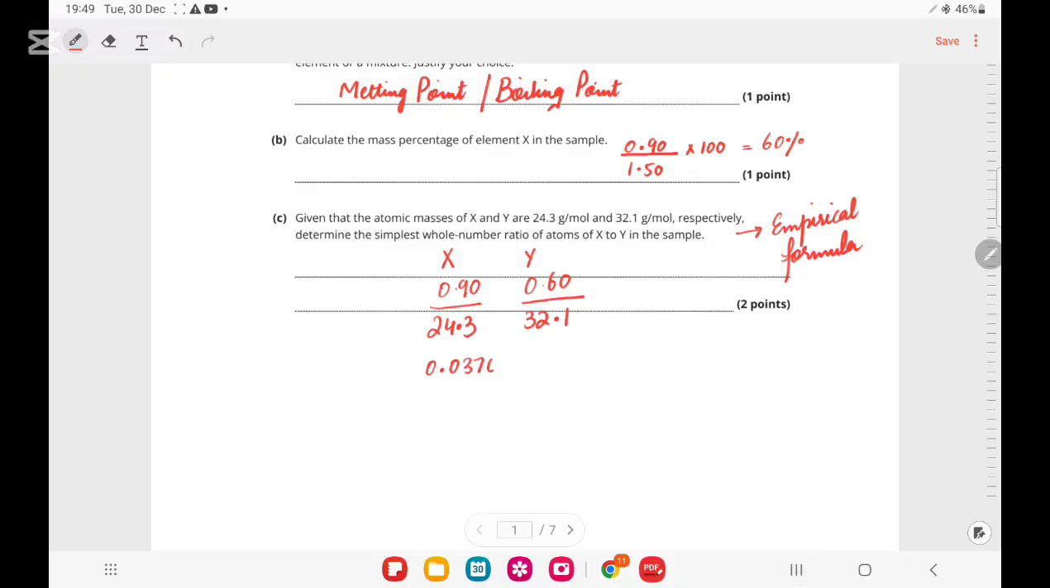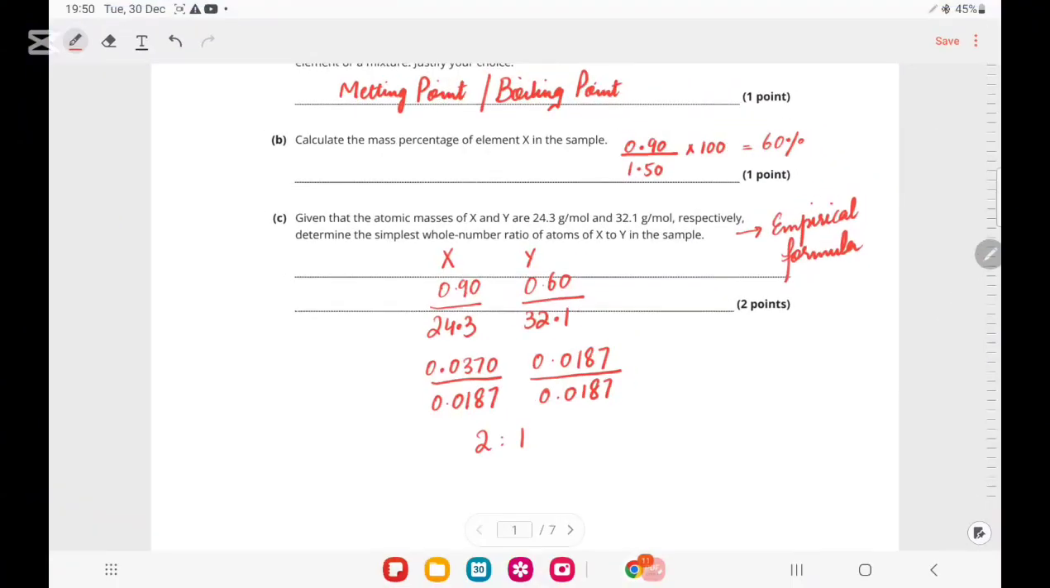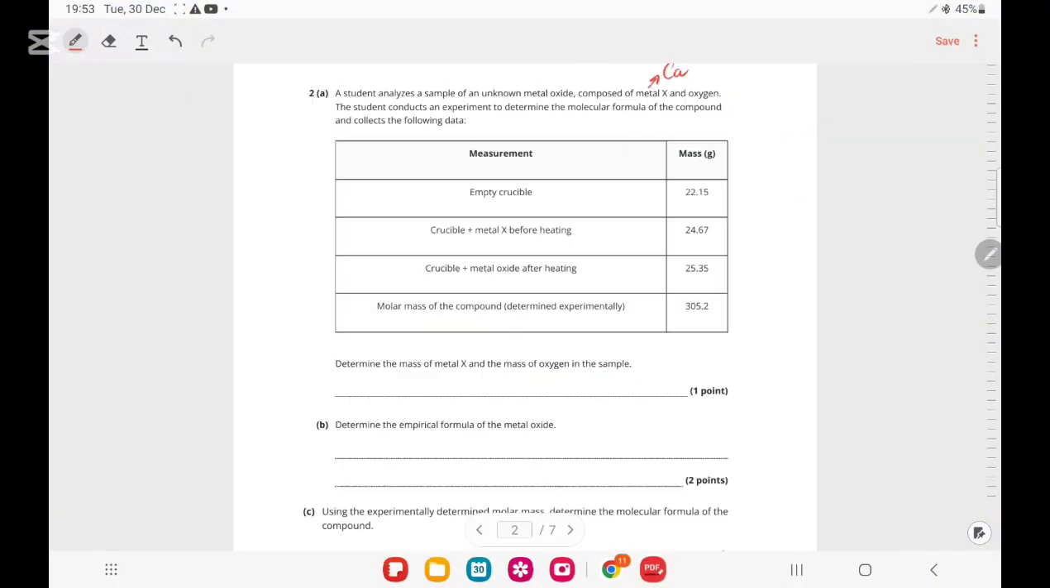The moles of X come out to be 0.0370, and the moles of Y are going to be 0.0187. So dividing by the smallest amount, 0.0187, and here also 0.0187, it comes out to be 2:1. So this is the ratio between X and Y, which is 2:1.